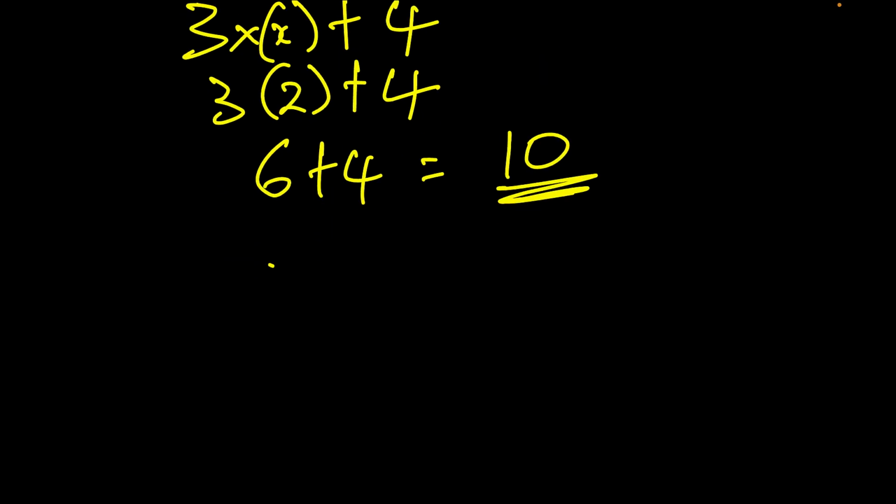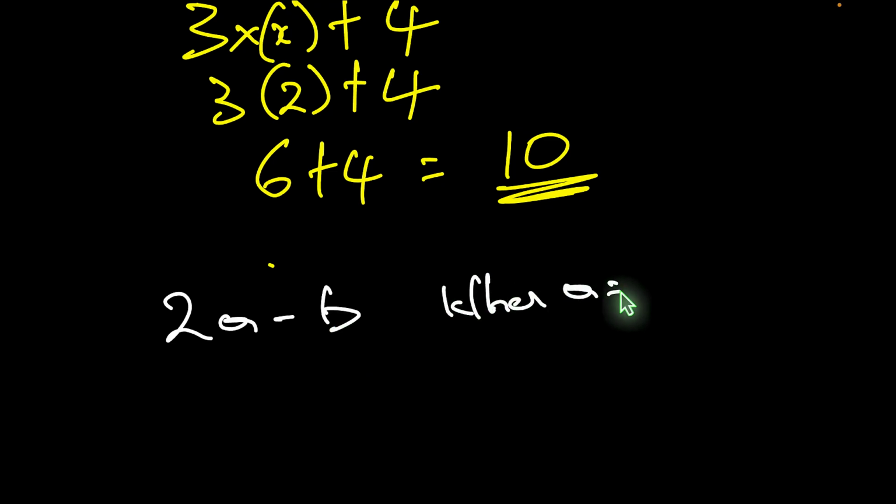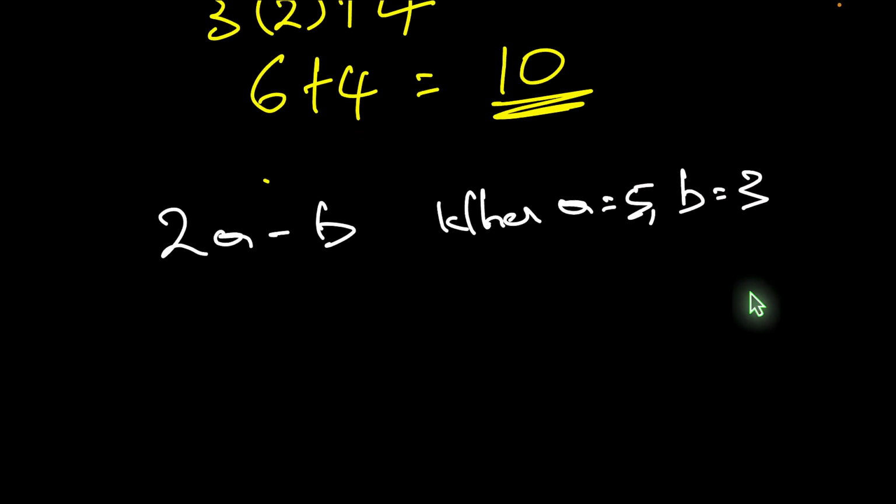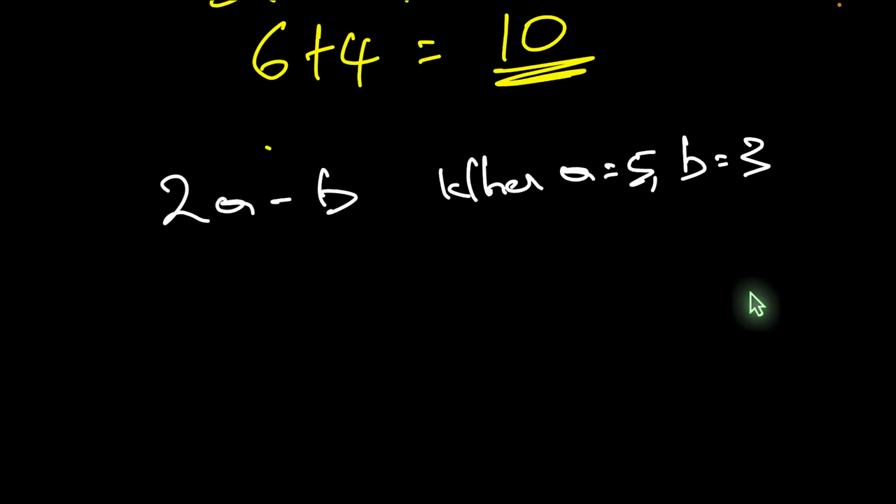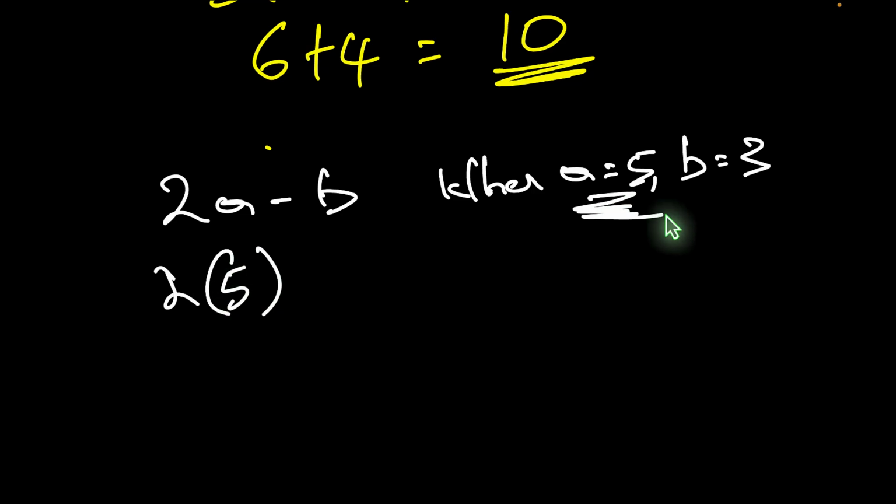For this one, let's say we have 2a minus b, and we're saying that a is equal to 5 and b is equal to 3. Now again, just like before, the value of a is 5, so we have to substitute 5 for a. And 2a means 2 times the value of a. So we will end up with 2 multiplied by the value of a, which is 5, it's right here, minus the value of b, which is over here again, so that's 3.